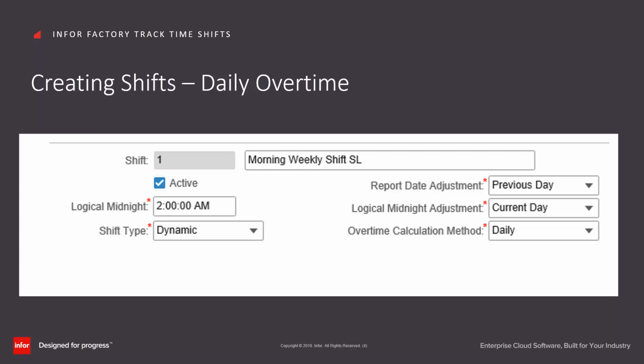On the same shift, a clock in at 0500 and out at 1500 will categorize as 1 hour of overtime before, 8 hours regular, and 1 hour of overtime. Similarly, a clock in at 0600 and out at 1600 would categorize as 8 hours regular and 2 hours of overtime. The daily overtime method works well with both dynamic and static shift types.